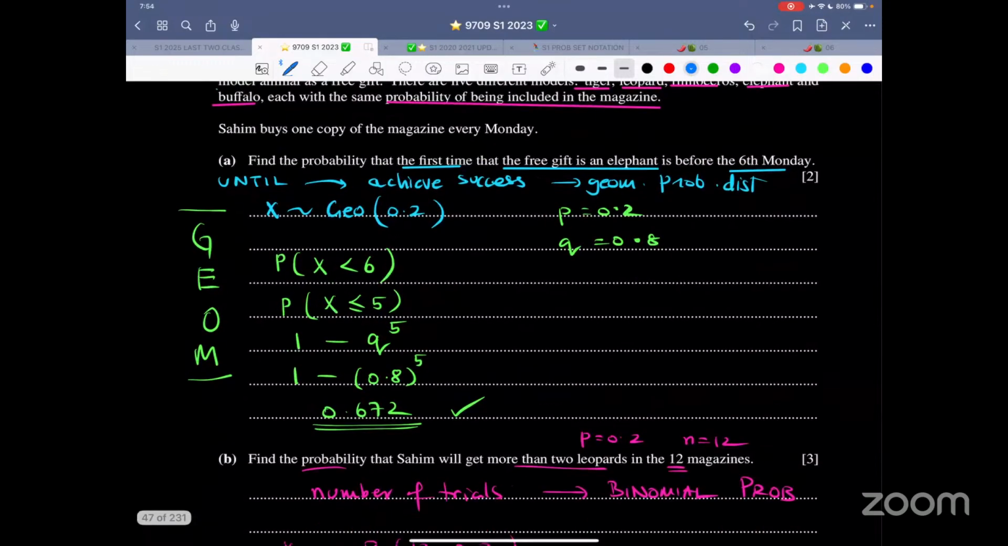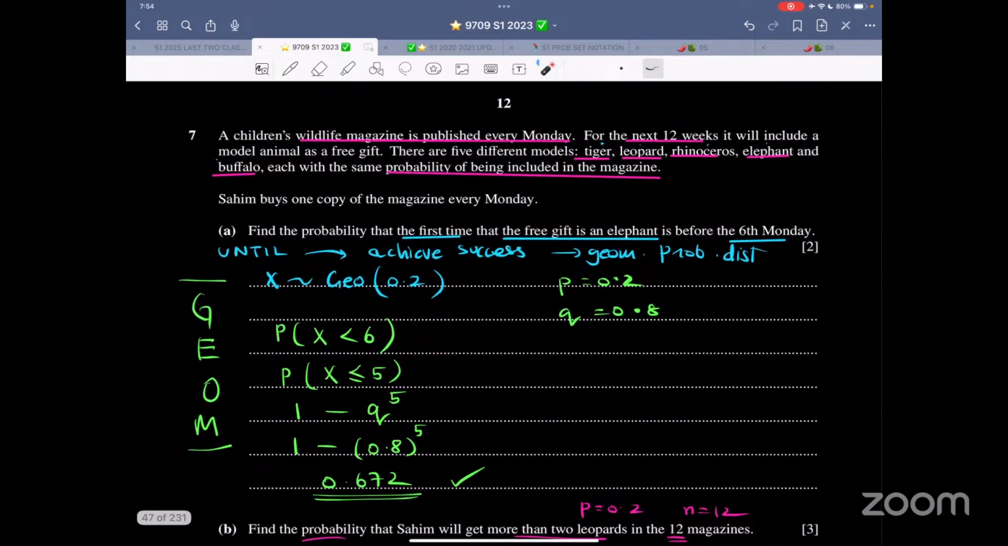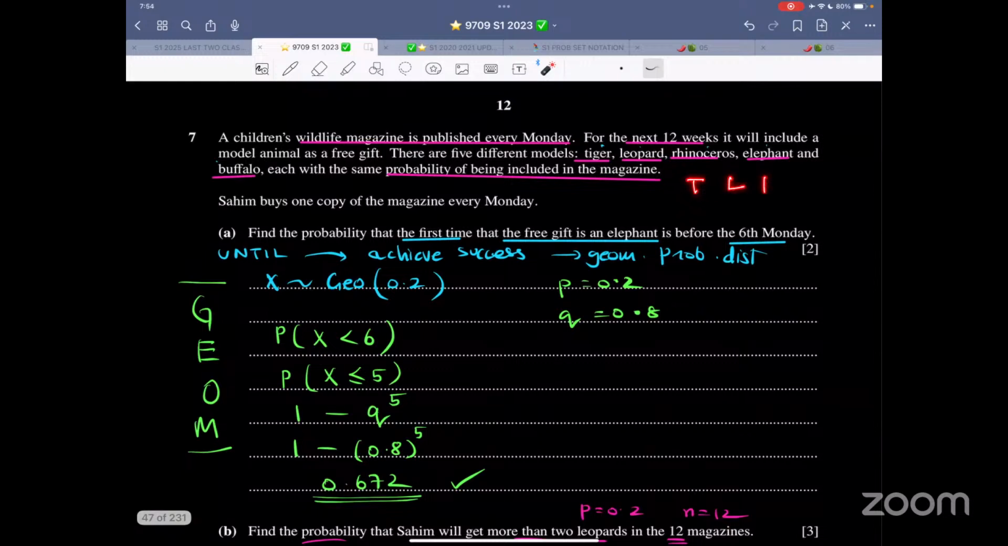particular question over here. So now it says X follows the geometric distribution 0.2. How do we get 0.2? We have T, L, R, E, and B. So each one has a probability that is equal. So it's 1 out of 5 for each. So it's 1/5. So probability of success is 1/5. Probability of failure is 0.8.